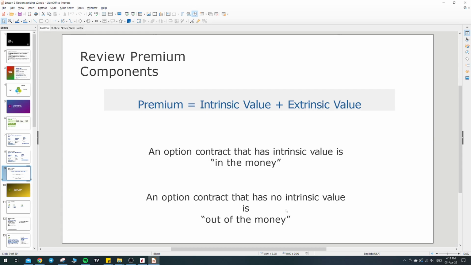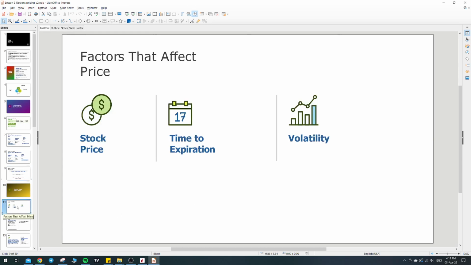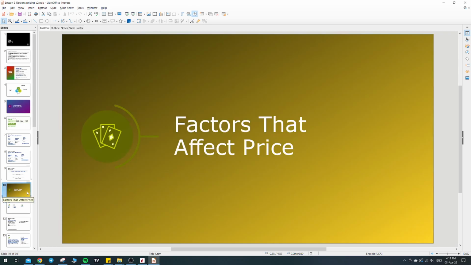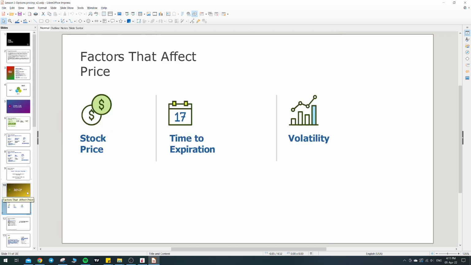In this case, the intrinsic value is going to come from the strike price that we have and the current price. The extrinsic value is going to come from other places, like the company, assets, earnings, and so on. So yeah, the factors that affect the price are going to be the stock price, the expiration, and the volatility.